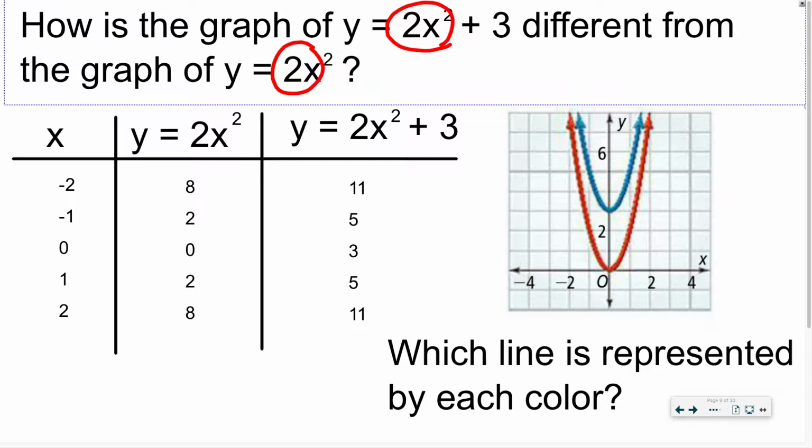What's different about them? Why do they look different? The plus 3. Yeah, the plus 3. What did we do from one to the other? We just moved it up. How many units? Yeah, we moved it up 3 units. This represents the same thing as our y-intercept.